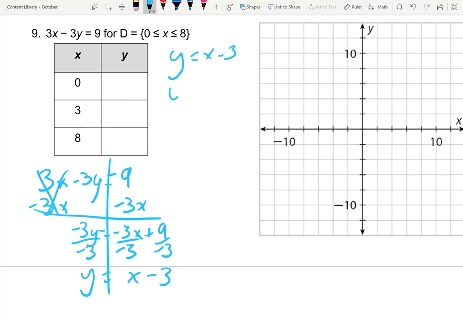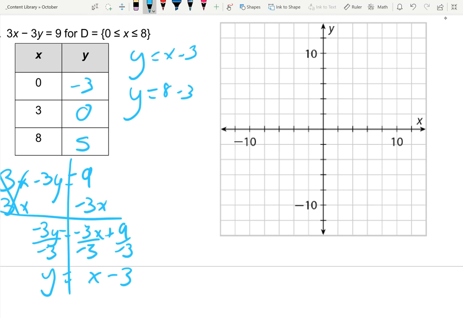We'll plug them in, right? So we'll have y equals, we'll plug 0 in. 0 minus 3 is going to be negative 3. If we plug in 3, 3 minus 3 is going to be 0, or 3, 0. And then we're plugging in 8, and 8 minus 3 is going to be 5. So there are those points. We're going to plot those points. 0, negative 3 is right here. 3, 0 is right here. And 8, 5 would be right here. I would really recommend we hit more points on here than that because it's not a very good graph.